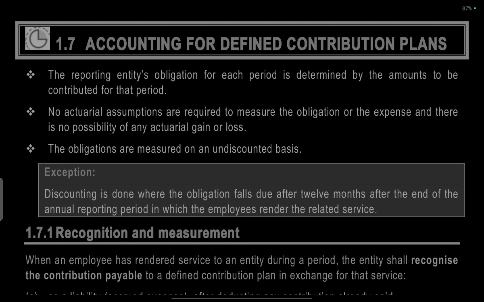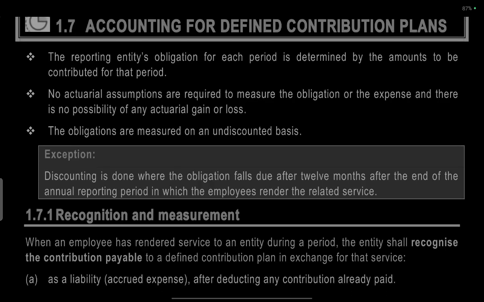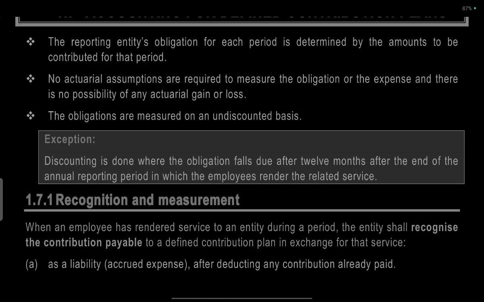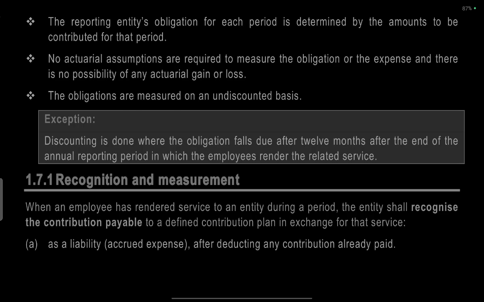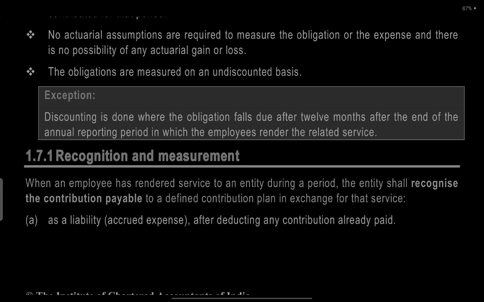Accounting for defined contribution plans. The reporting entity's obligation for the period is determined by the amounts to be contributed for that period. No actuarial assumptions are required to measure the obligation or the expense. There is no possibility of any actuarial gain or loss. The obligations are measured on an undiscounted basis. Exemption: discounting is done when the obligation falls due more than 12 months after the end of the annual reporting period in which the employees rendered the related service.